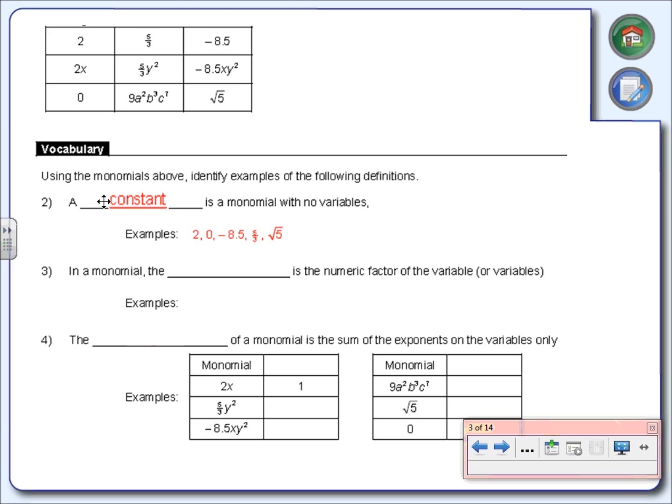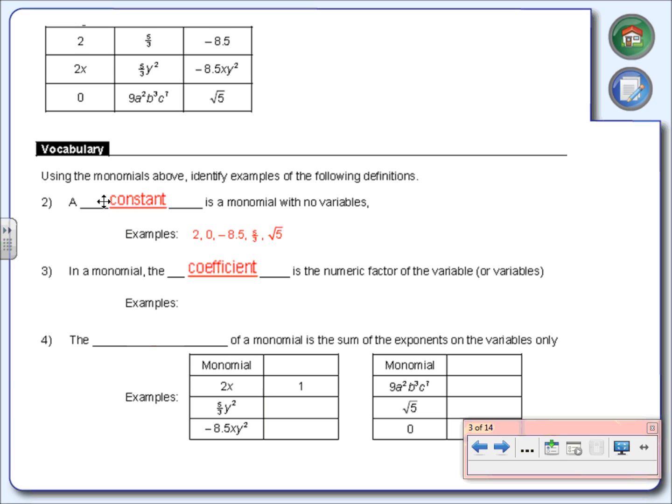Number 3 says, in a monomial, the blank is the numerical factor of the variable or variables. So the number in front of the variable. Anybody remember what you call the number in front of the variables? Starts with a C also. Coefficient. There we go. Coefficient. We're awake today. Coefficient. And that's just referring to the numbers in front of the variables.